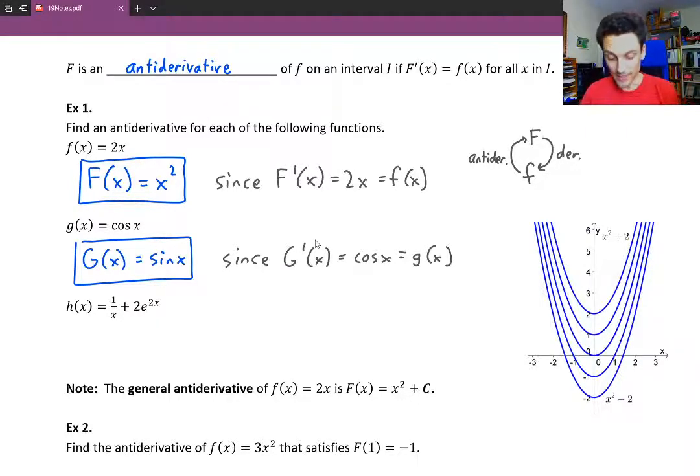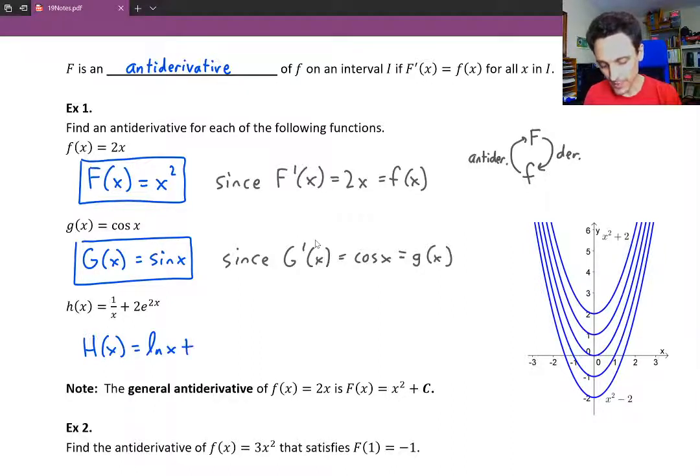What about h of x equals 1 over x plus 2e to the 2x? What would be an antiderivative, big H of x, of that? Well, the antiderivative for 1 over x would be, just gave it away, ln x, because the derivative of ln x is 1 over x.